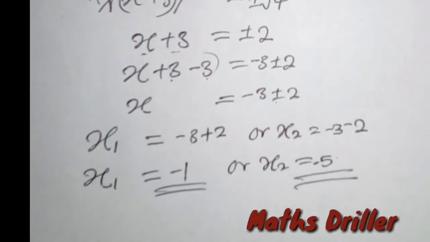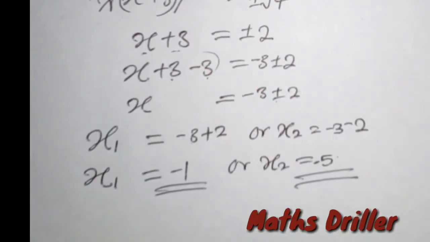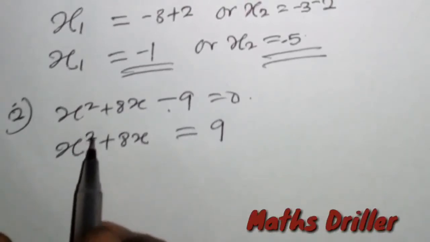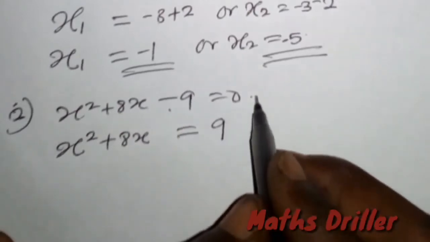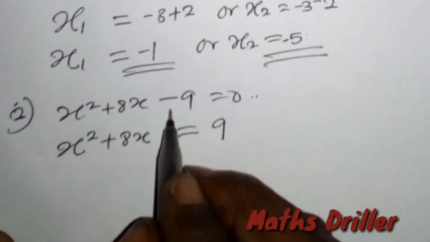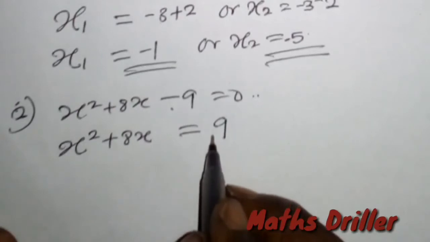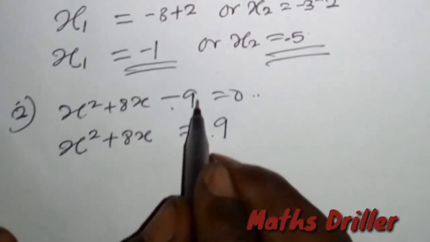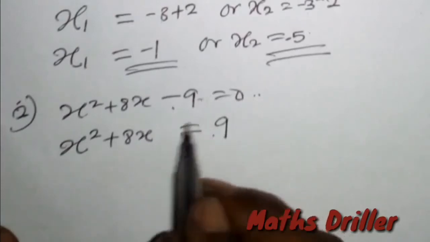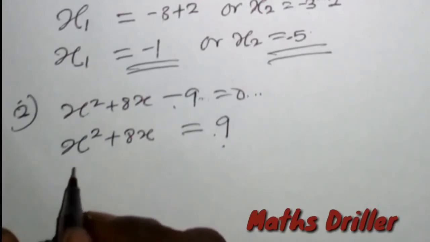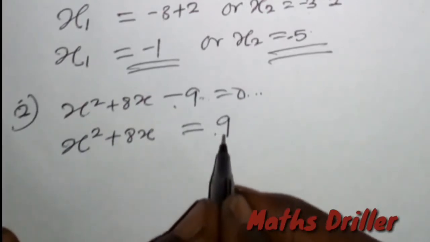So simply, this is how we apply completing the square in finding the roots of a quadratic equation. Therefore, let us solve equation 2. From this equation 2, we can see that this 9 also has to be transferred to this side. Since it is negative, we are going to add 9 to both sides. When we add 9 to both sides, minus 9 plus 9 is going to give us 0, and then 0 plus 9 is 9. Therefore, we have x squared plus 8x equals 9.